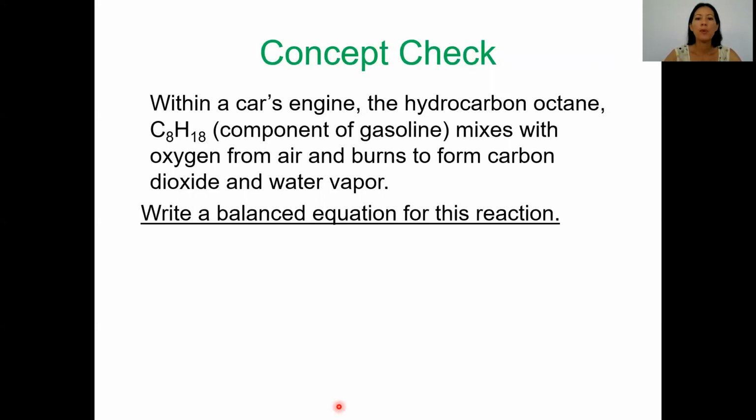Here's an example where we have, in a car's engine, a hydrocarbon octane, C8H18. It's a component of gasoline. This is actually a liquid, and it mixes with oxygen from the air and burns to form carbon dioxide and water vapor. So this is a combustion reaction. You've seen this. Write a balanced equation. So pause this and try to do this. Write out all of the chemical formulas first and then balance it.